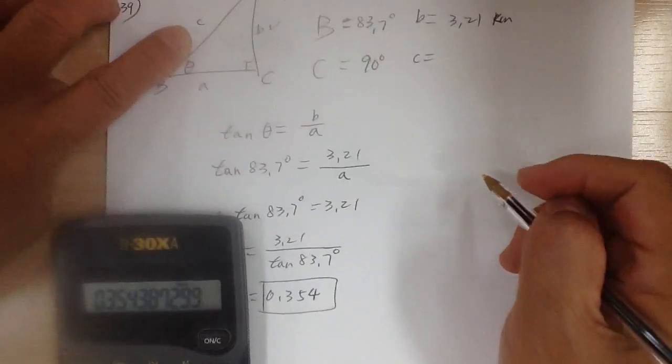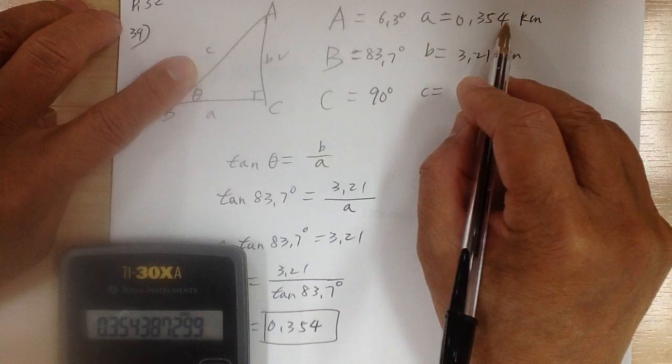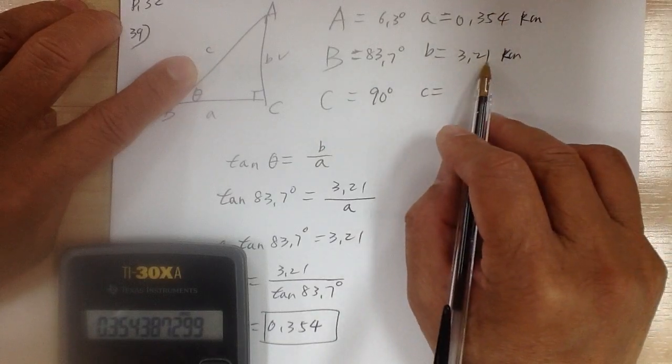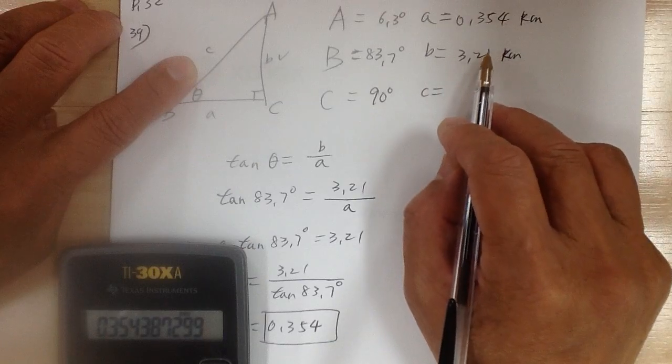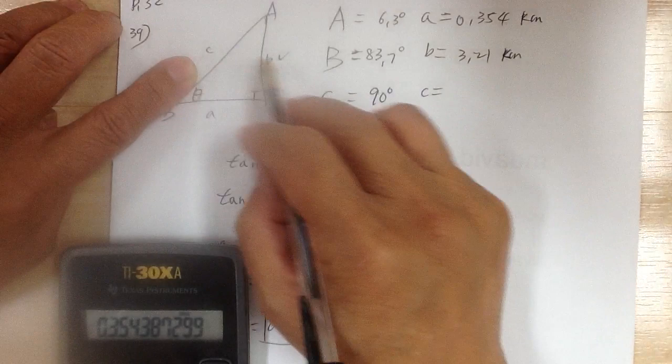Then to find C, I don't want to use the Pythagorean Theorem because this is already rounded off. If you use that to find C, you're going to be off by a lot more. So I'm going to use this function.